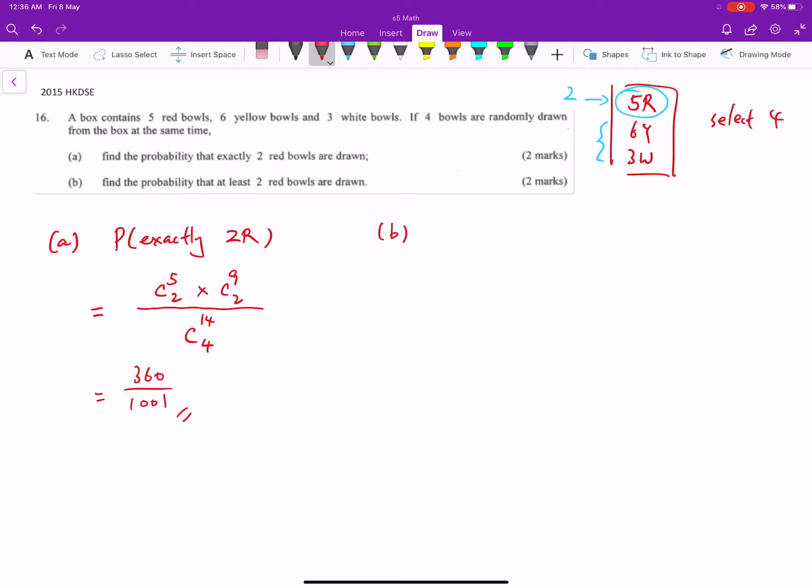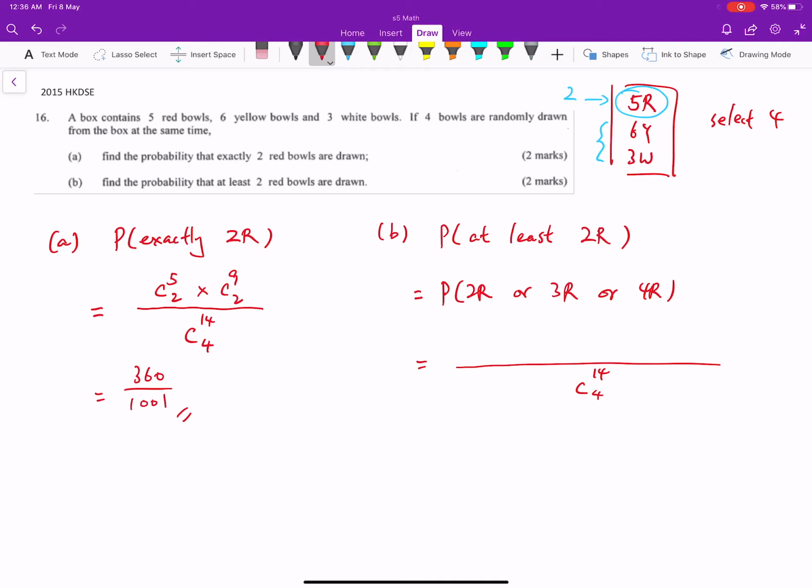And part B, okay, at least 2 red. At least 2 red. So it means you can have 2 red, or 3 red, or 4 red, right? So we get this. The denominator, 14C4. And then for the 2 red one, you get it in part A. So you get the idea already, so you can do 3 red by using the same skills.